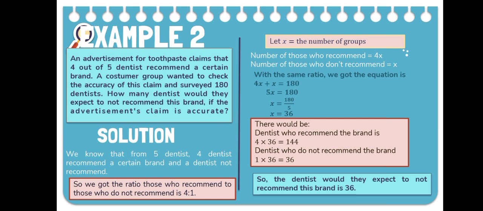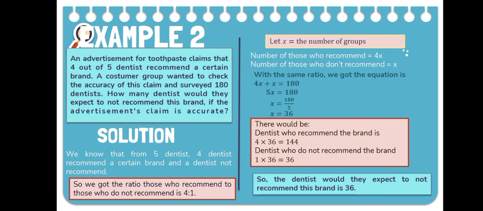The solution is, we know that from 5 dentists, 4 dentists recommend a certain brand and 1 dentist does not recommend. So we got the ratio of those who recommend to those who do not recommend is 4 to 1. Let x equal the number of groups. So the number of those who recommend is 4x, and the number of those who don't recommend is x. With the same ratio, we got the equation 4x plus x equals 180. 4x plus x is 5x, still 180.